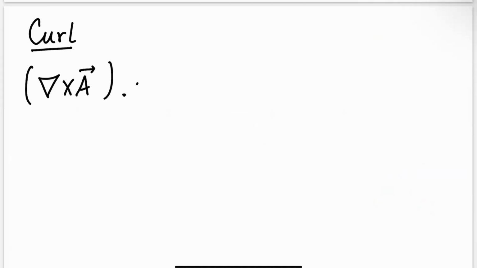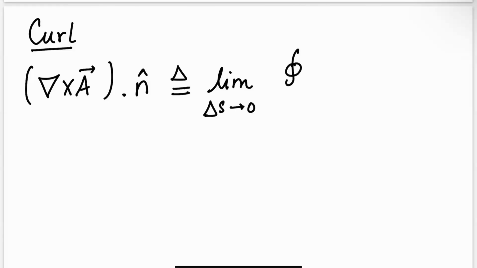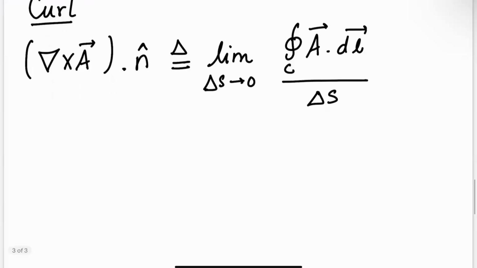And the last important quantity is curl. And so the idea is something similar. So curl is del cross A dot n hat. And that is defined as the limit as delta s goes to 0, contour integral A dot dl divided by delta S. So it's very similar to our earlier definition, but let's look at what this means, right?